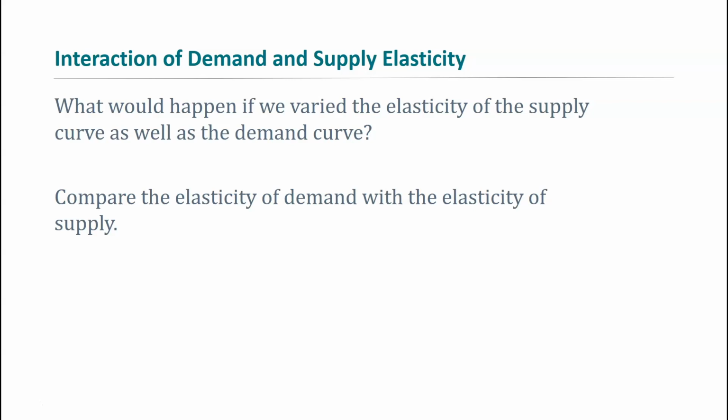Because remember, an inelastic supply or demand curve says that that side of the market, that producer if it's supply, or that consumer if it's demand, is willing to pay the tax and not change their quantity. So whoever's willing to pay more of the tax, whoever has the more inelastic supply or demand, is the one who will bear the most of the burden.